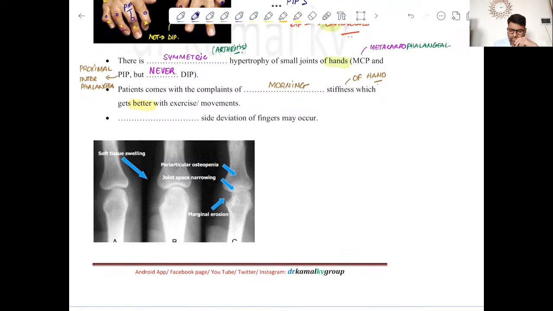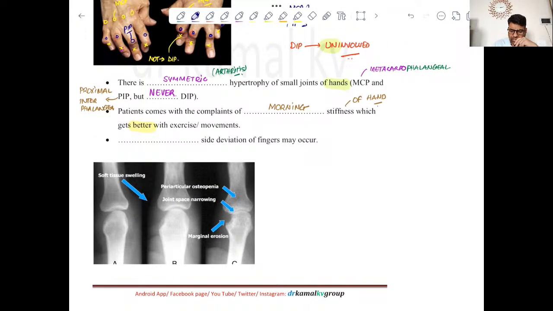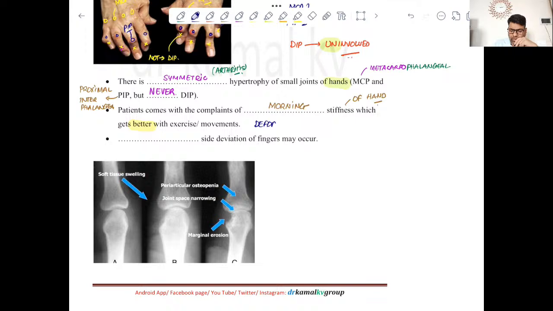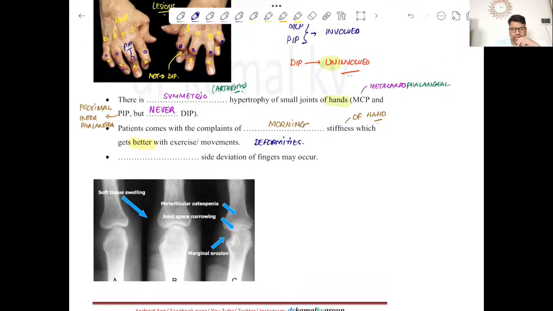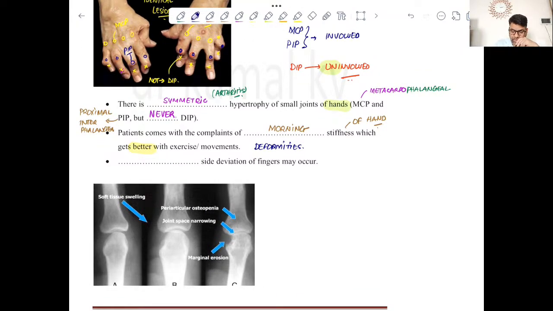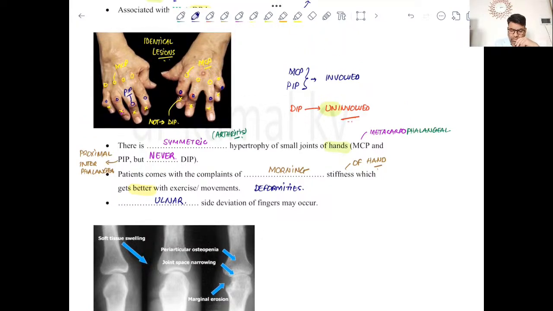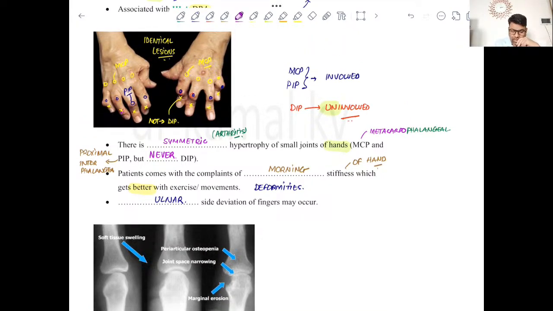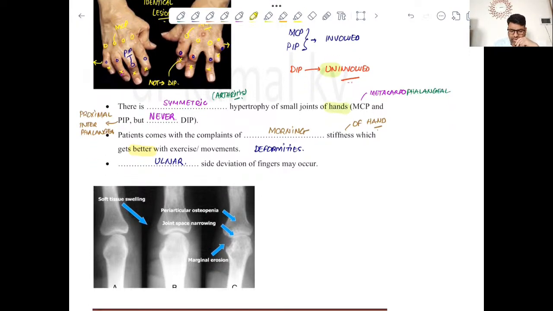And as the disease progresses, there is development of deformities, right? Usually there is ulnar deviation of fingers. So if I draw here, the ulnar deviation is something like this, towards this side. So the fingers will be bent towards ulna, or you can say medial side. So this is because the deformities tend to come.